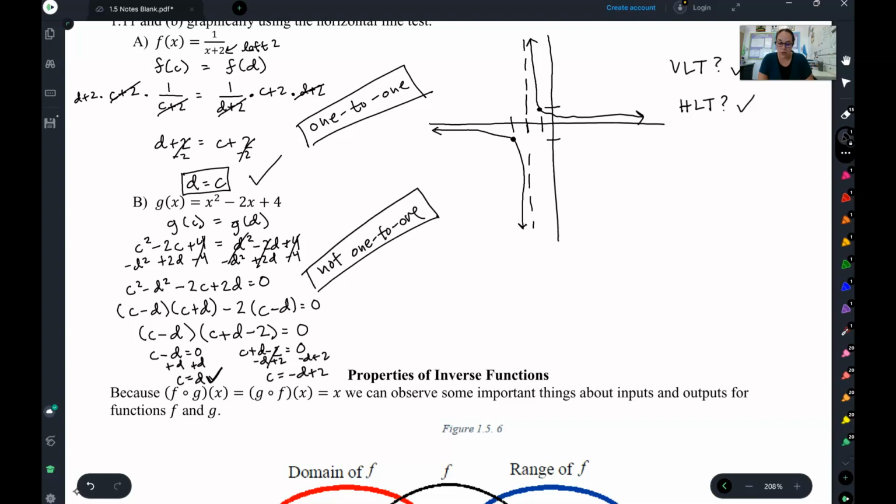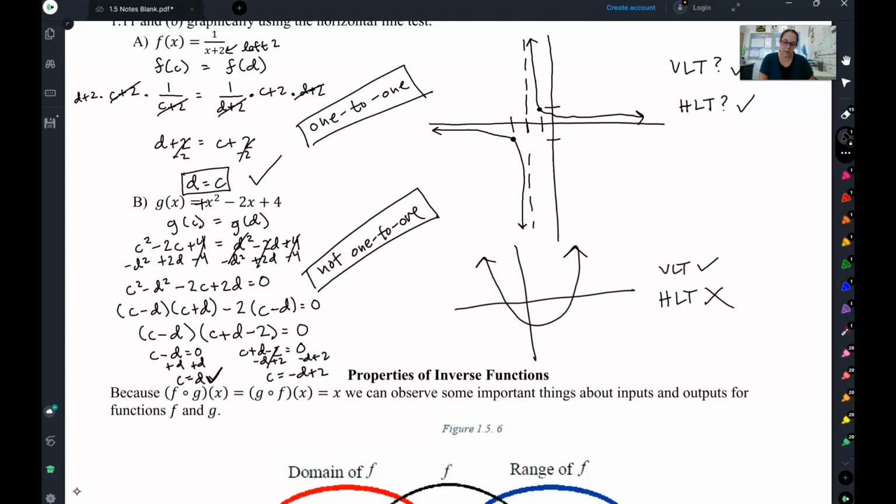And we know that by looking at our parent graphs. I know that this is some sort of x squared. I know that this x squared points up because this is positive. x squared passes my vertical line test, but it does not pass the horizontal line test. So there I can say vertical line test, yep. Horizontal line test, nope. And just be done with it. This is not a one-to-one function.